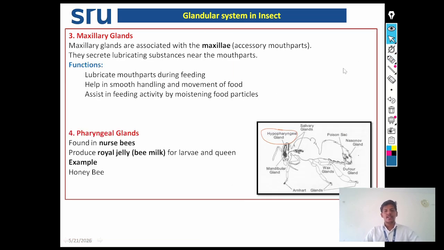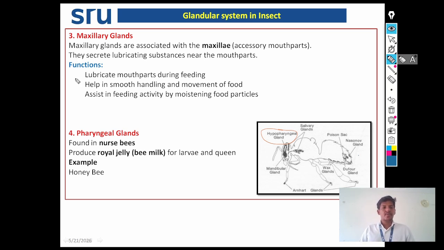The next gland is the maxillary gland. Maxillary glands are associated with the maxillae, that is, accessory mouth parts, secondary jaws. This maxillary gland secretes a lubricating substance near the mouth part.